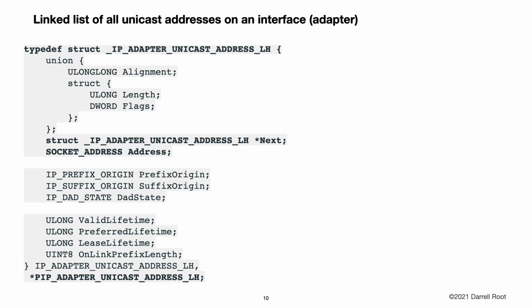And then inside the structure itself, it has some information about the address. It has the socket address. All of this data structure is complex. We'll get to that in a minute. But it has the address, it has some lifetime information, and then it has the next Unicast address on the same adapter, because again, this is a linked list. So if we want to print out all the Unicast addresses on a particular adapter, we need to traverse this linked list and print out the socket address for each one.